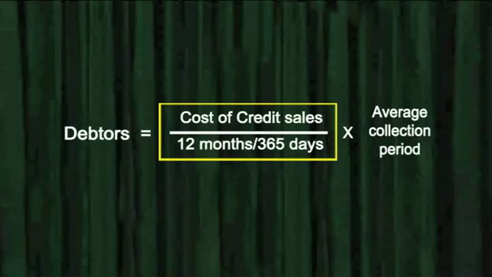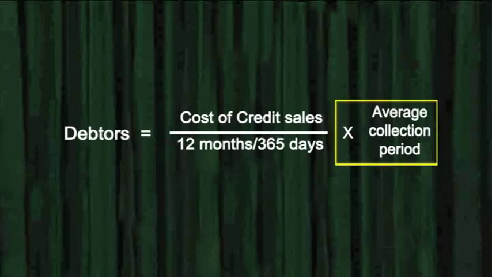Now students, we will learn another dimension of computing current assets, that is, we have to compute the debtors amount. The formula is cost of credit sales divided by 12 months or 365 days into average collection period. Let us see the practical example on the screen.